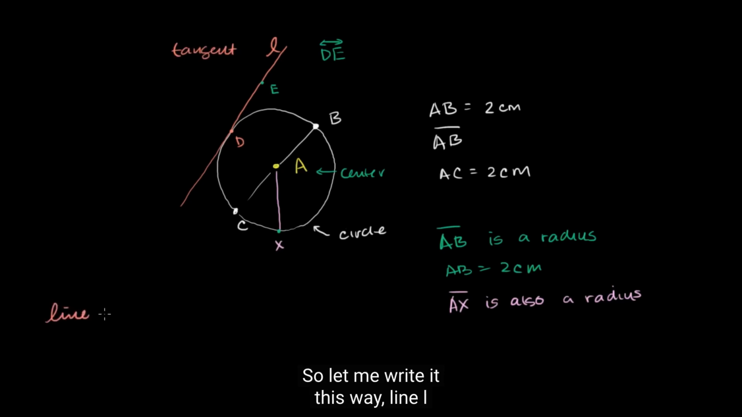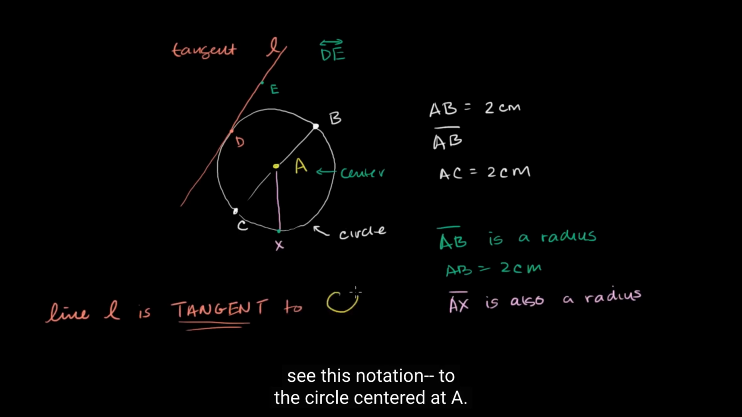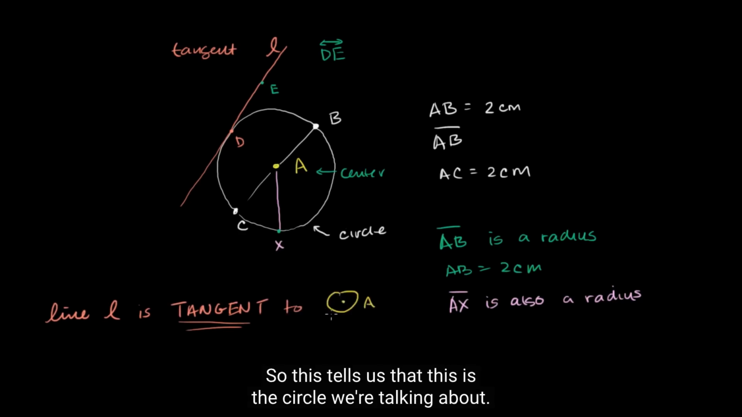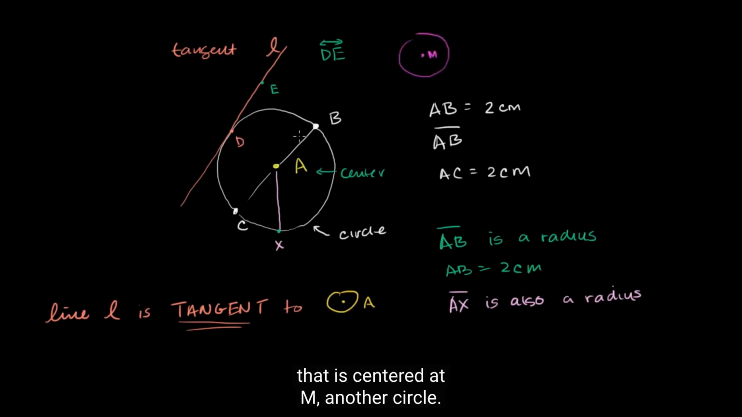So let me write it this way. Line L is tangent, and you normally wouldn't write it in caps like this, I'm just doing that for emphasis, is tangent to, instead of writing the circle centered at A, you'll sometimes see this notation, to the circle centered at A. This tells us which circle we're talking about, because maybe we had another circle over here centered at M, so we have to specify it's not tangent to that one, it's tangent to this one. This circle with a dot in the middle tells us we're talking about a circle centered at point A.